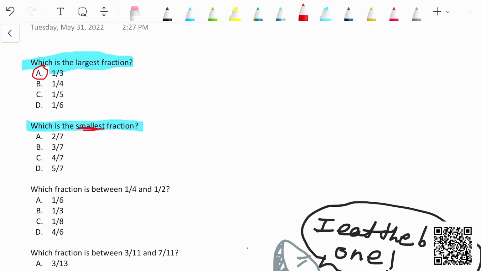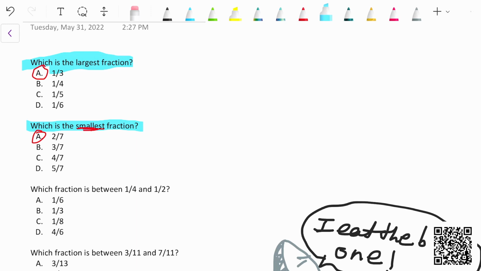As we did with numerators, because all of these denominators are the same, the one with the biggest numerator is the biggest, and the one with the smallest numerator is the smallest. It's pretty easy to remember, unlike the denominator one. So, in 2, 3, 4, and 5, 2 is the smallest, so that means the answer is A.